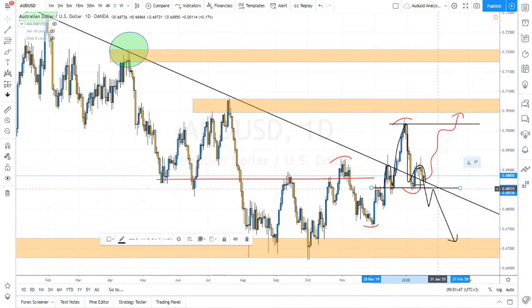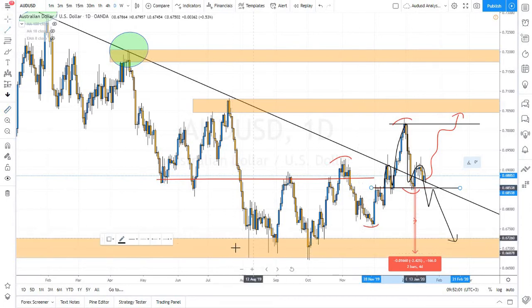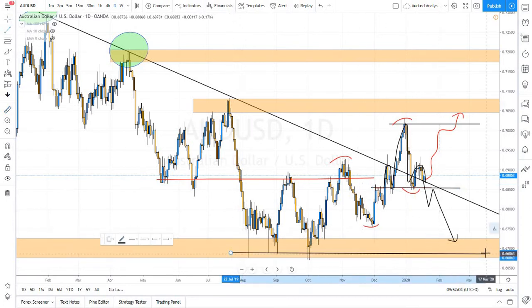So if it forms, it actually completes the head and shoulders and breaks through, then you're expecting it to drop well over 140 points, around 166 points. So that would be the full move of that trade.